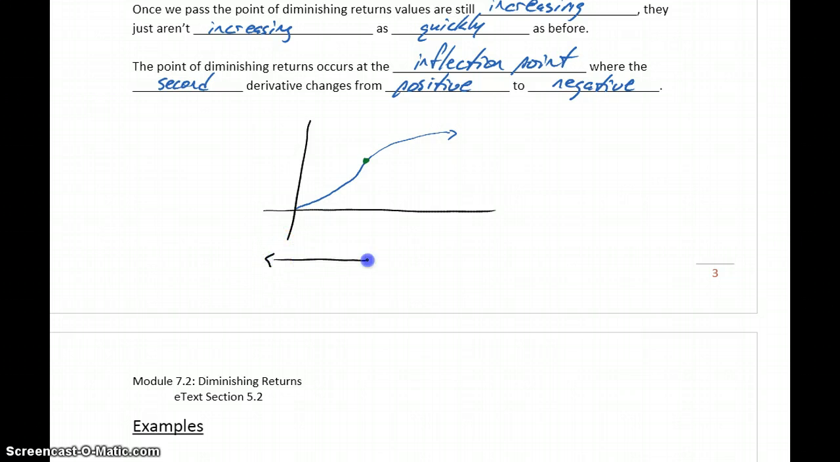If we were to look at the second derivative for our graph, we would have a critical value. To the left of that critical value, we would see that our second derivative is positive, meaning concave up. And to the right of that critical value, and then on for the remaining domain for that function, our second derivative is negative, meaning we've changed to a curve that's concave down. So what we're seeing is that rate of change still increasing, just at a slower rate.